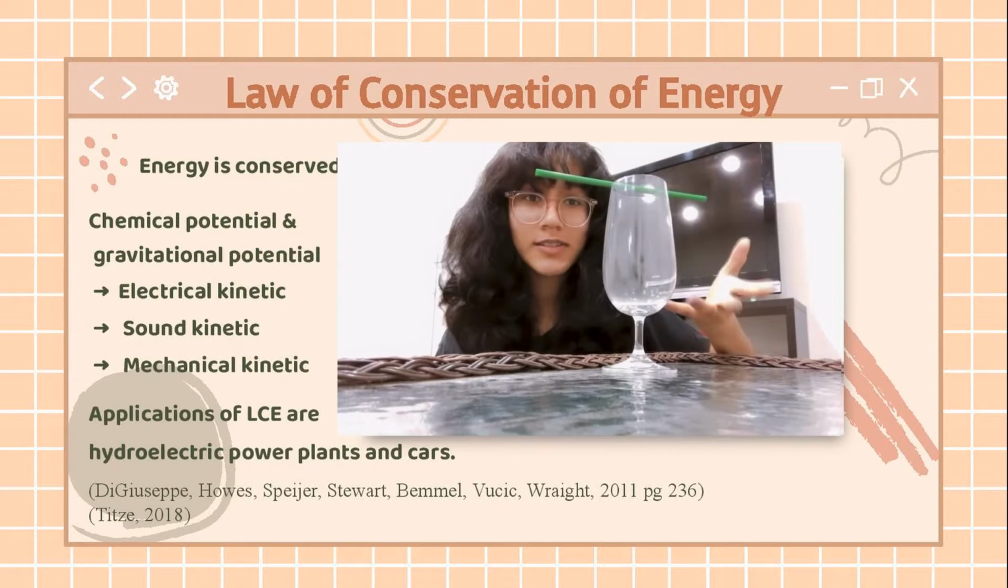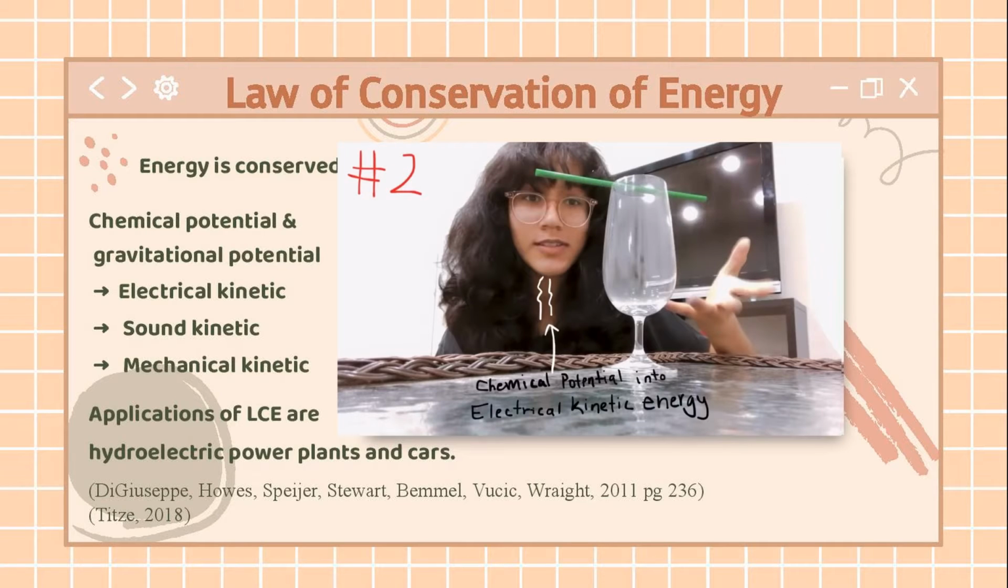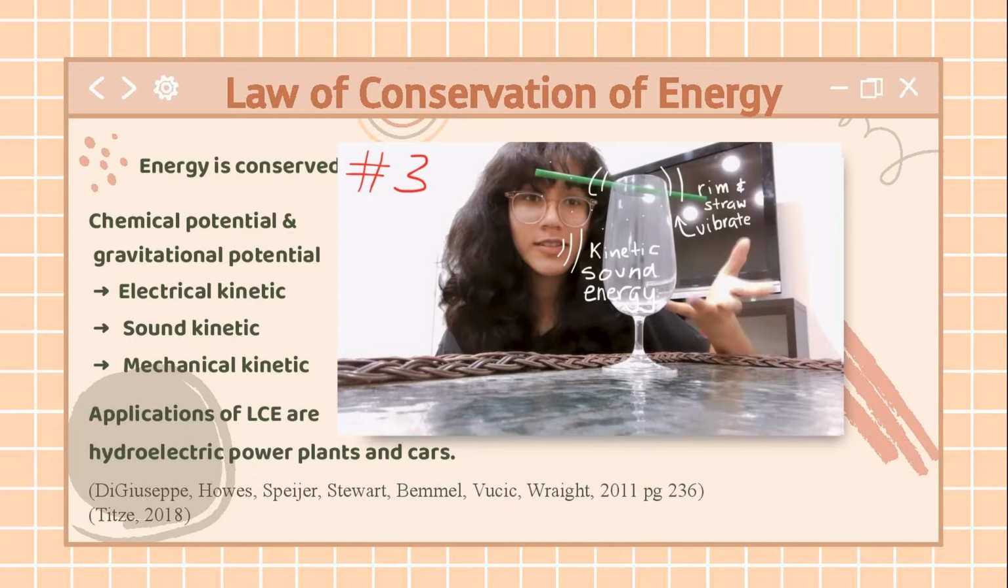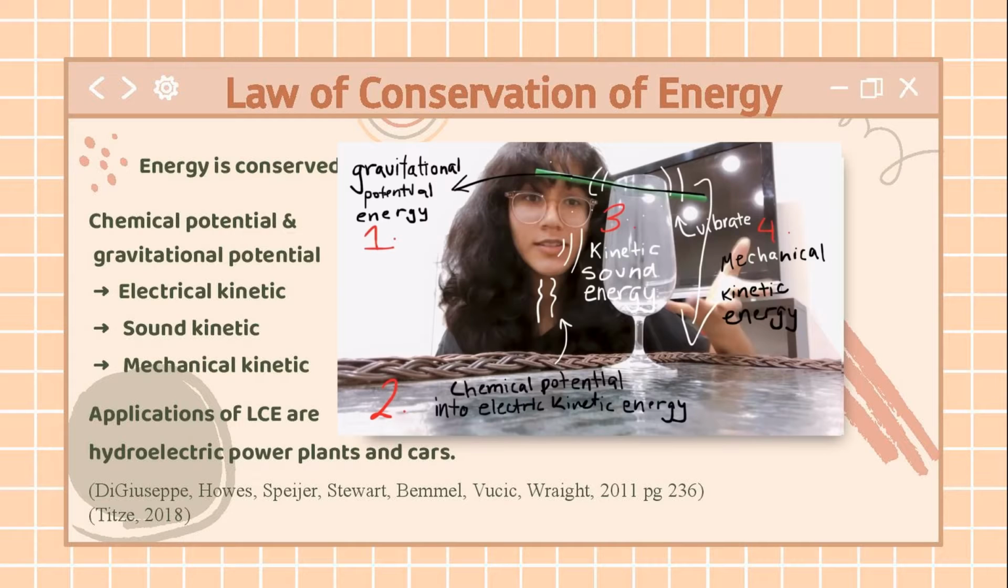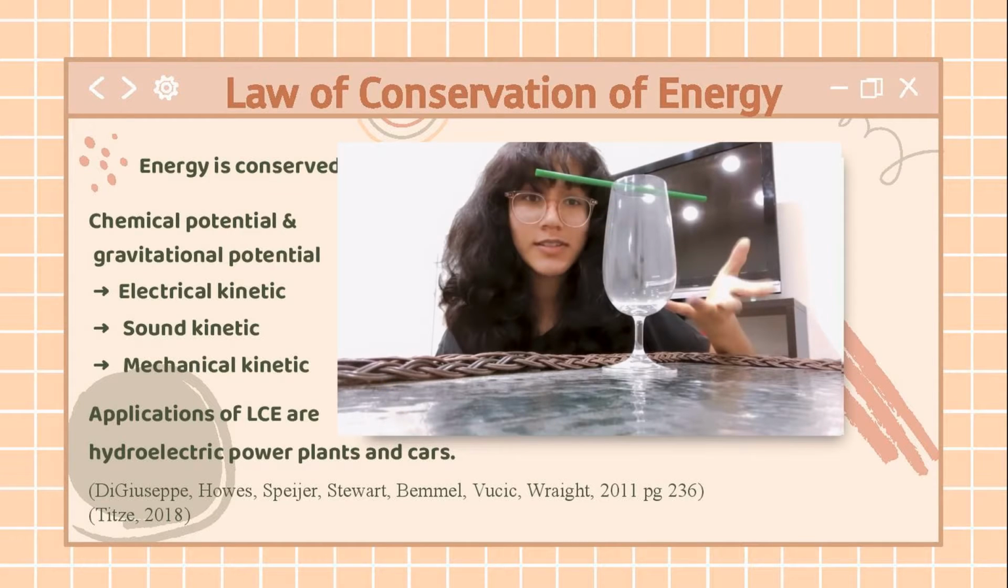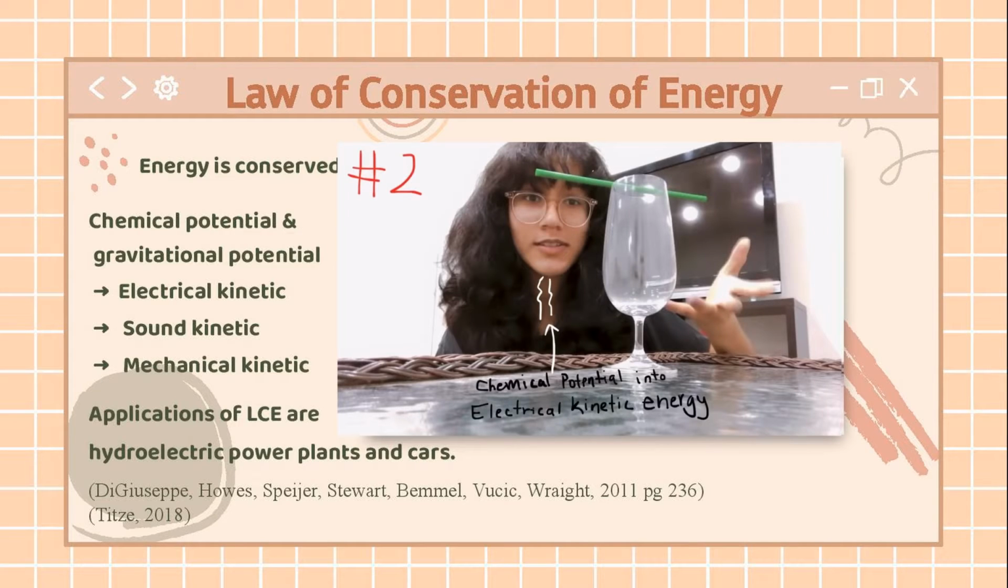It begins with the straw containing gravitational potential energy due to it bouncing on top of the glass, as well as the chemical potential energy within my body from my calorie intake throughout the day in the form of food. My body's chemical potential energy is converted into electrical kinetic energy because of the human body's neural pathways, which allow me to vibrate my vocal cords at my desired pitch.